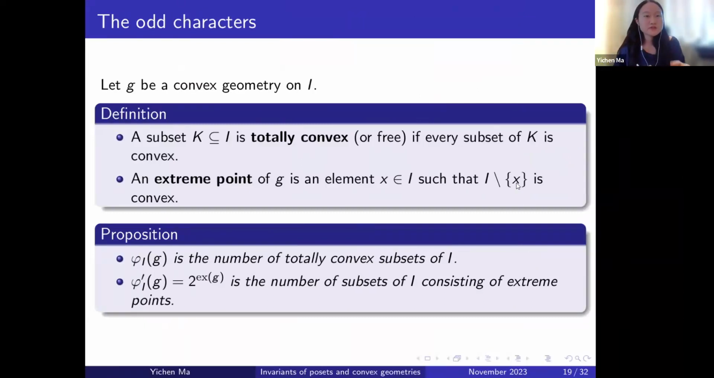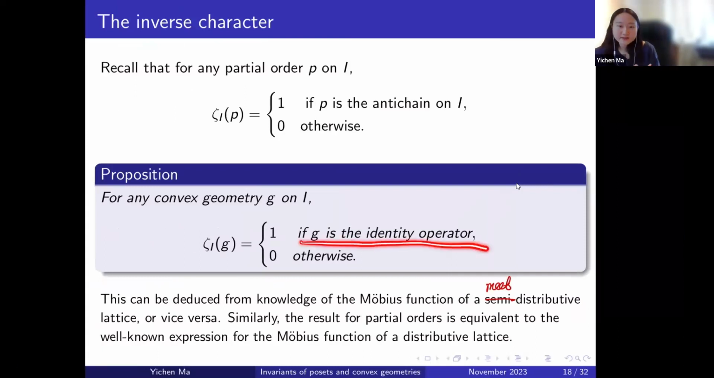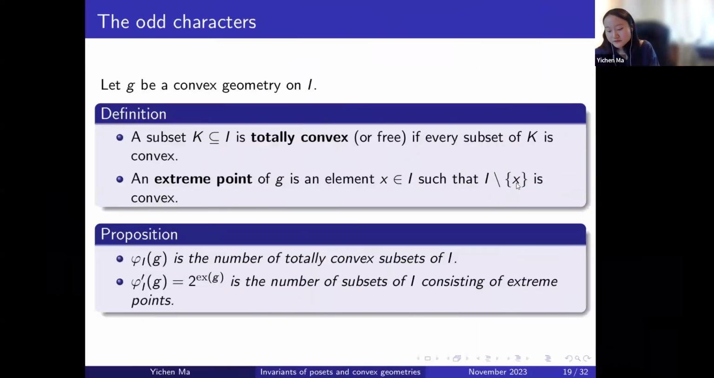Okay, so with the knowledge of eta and zeta, we're able to discuss the pair of odd characters on convex geometries. First, let me give a definition. A subset K in I is called totally convex if every subset of K is convex. Using this definition, we may rewrite this as: I is a totally convex set with respect to G. We also have the notion of extreme points. An extreme point of G is an element X such that if we remove X from our ground set I, then the remaining subset is convex.